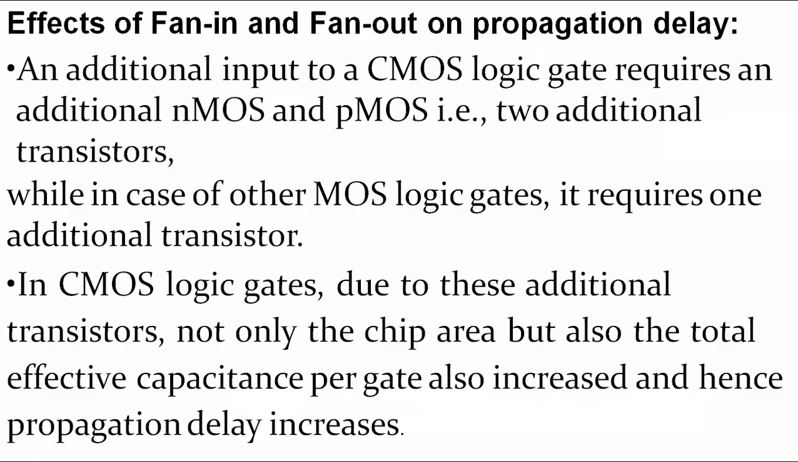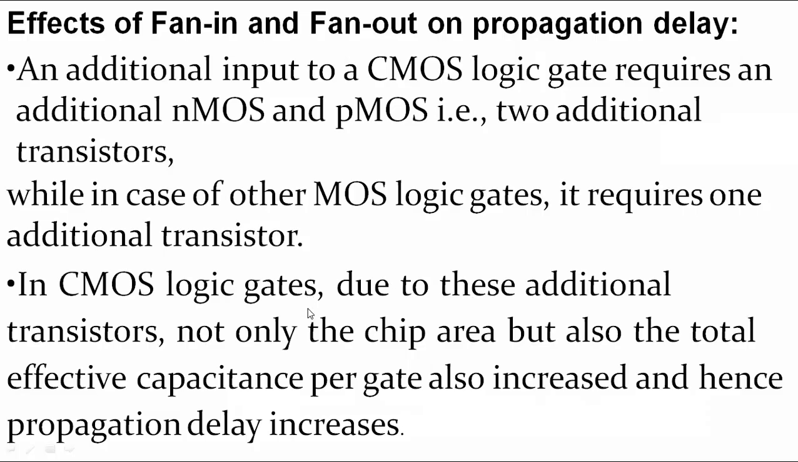While in the case of the other mask logic gates, it requires only one additional transistor. In CMOS logic gate, due to these additional transistors, not only the chip area but also the total effective capacitance per gate increases. Hence, the propagation delay also increases. Okay, for CMOS the propagation delay is more.